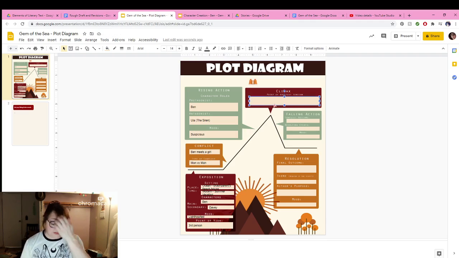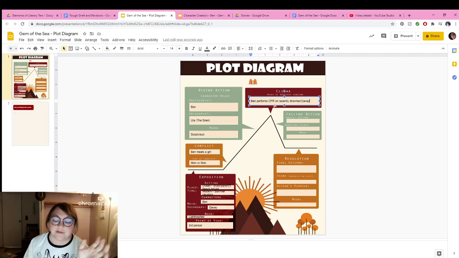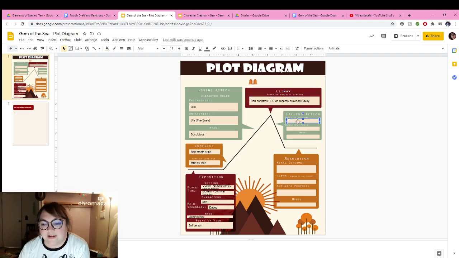Climax of my story. The climax of my story is Ben performs CPR on recently drowned Davy. I remember where the name Ben came from. Ben drowned. I don't know if anybody knows that story, but that's where that came from. Okay. Falling action. What is the outcome of the conflict? Davy wakes up and he's okay.